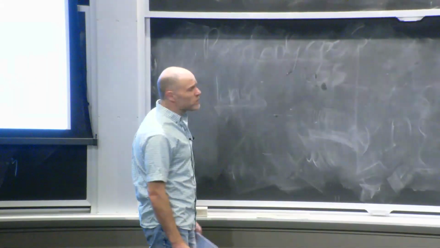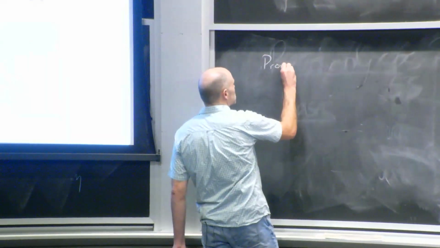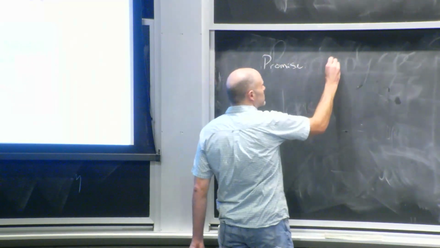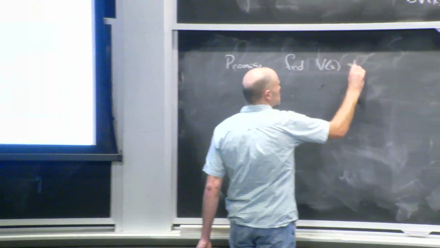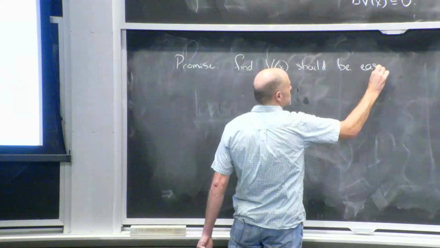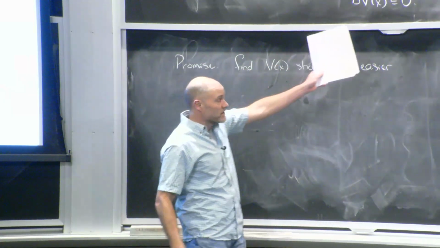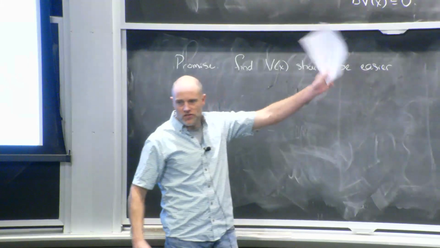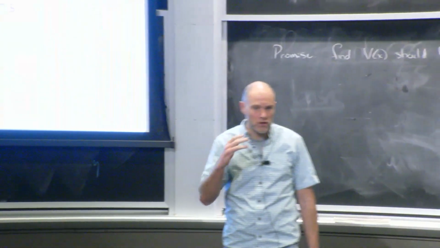Okay, and what's the intuition about why it's easier, right? So maybe I just write it down. So the promise, finding Lyapunov functions should be easier. And you could say, well, maybe finding anything that satisfies an inequality is just always easier than finding something that matches an equality. That's true.